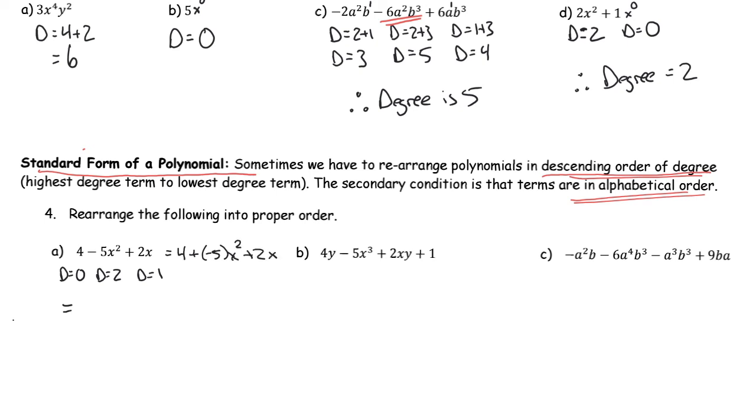Just seeing it like that is going to help me when I make this next move, because I'm going to move that one up front. So negative 5x squared, there's my degree 2. Here's my degree 1 term, plus 2x. And then here's my constant.